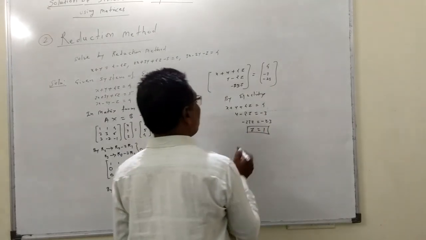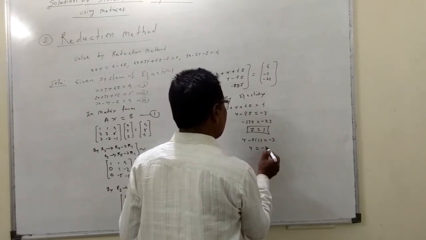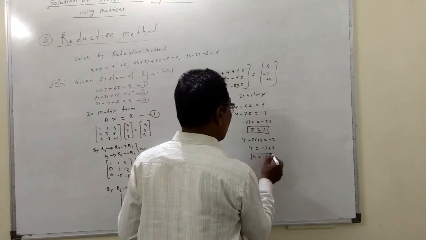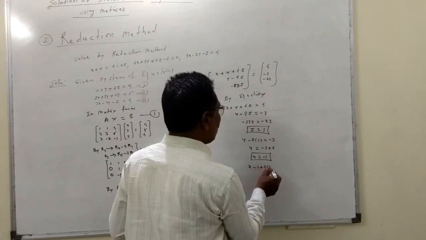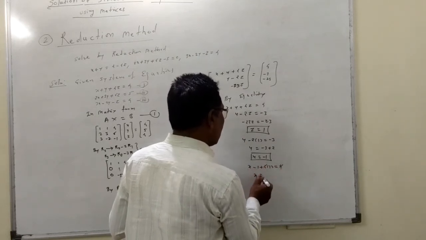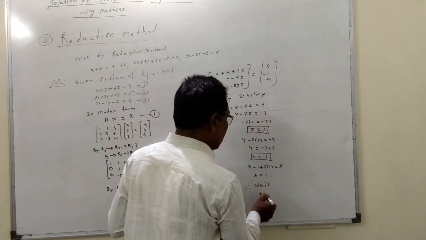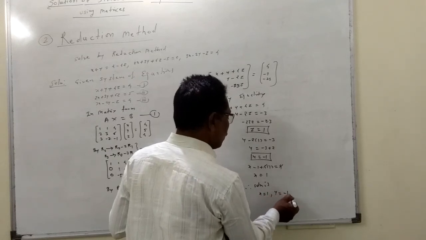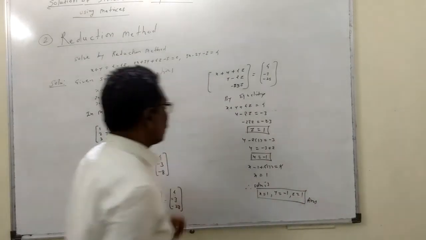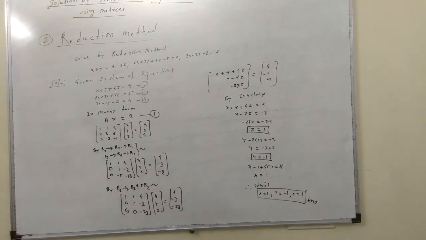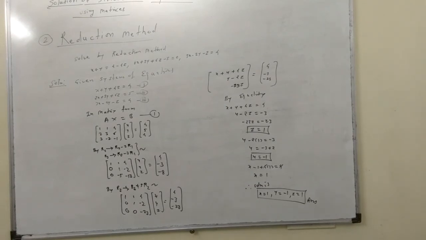Now put this value in our equation. So y minus 2 into 1 is equal to minus 3, so y is equal to minus 3 plus 2, so y is equal to minus 1. Now put these two values in the first equation. So x minus 1 plus 4 into 1 is equal to 4, so x is equal to 1. Therefore the solution is x is equal to 1, y is equal to minus 1 and z is equal to 1. So this is the answer. This is about the reduction method which is used to solve simultaneous equations. Thank you very much.